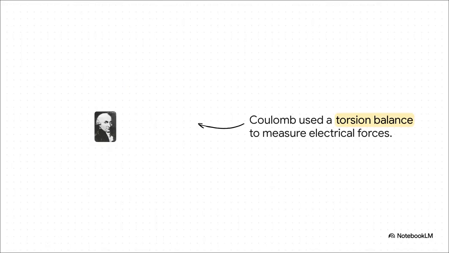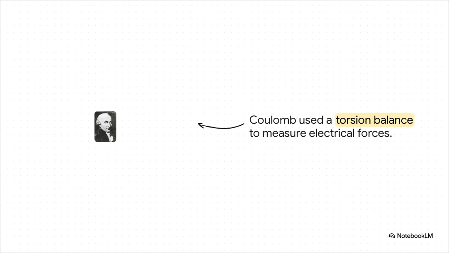Enter the French physicist Charles-Augustin de Coulomb. Back in 1785, he acted a bit like a scientific detective. He set out to measure the invisible electrostatic forces pushing and pulling between charged metallic spheres. To do this, he invented an incredibly sensitive piece of equipment called a torsion balance, which let him measure these really minute forces of attraction and repulsion.